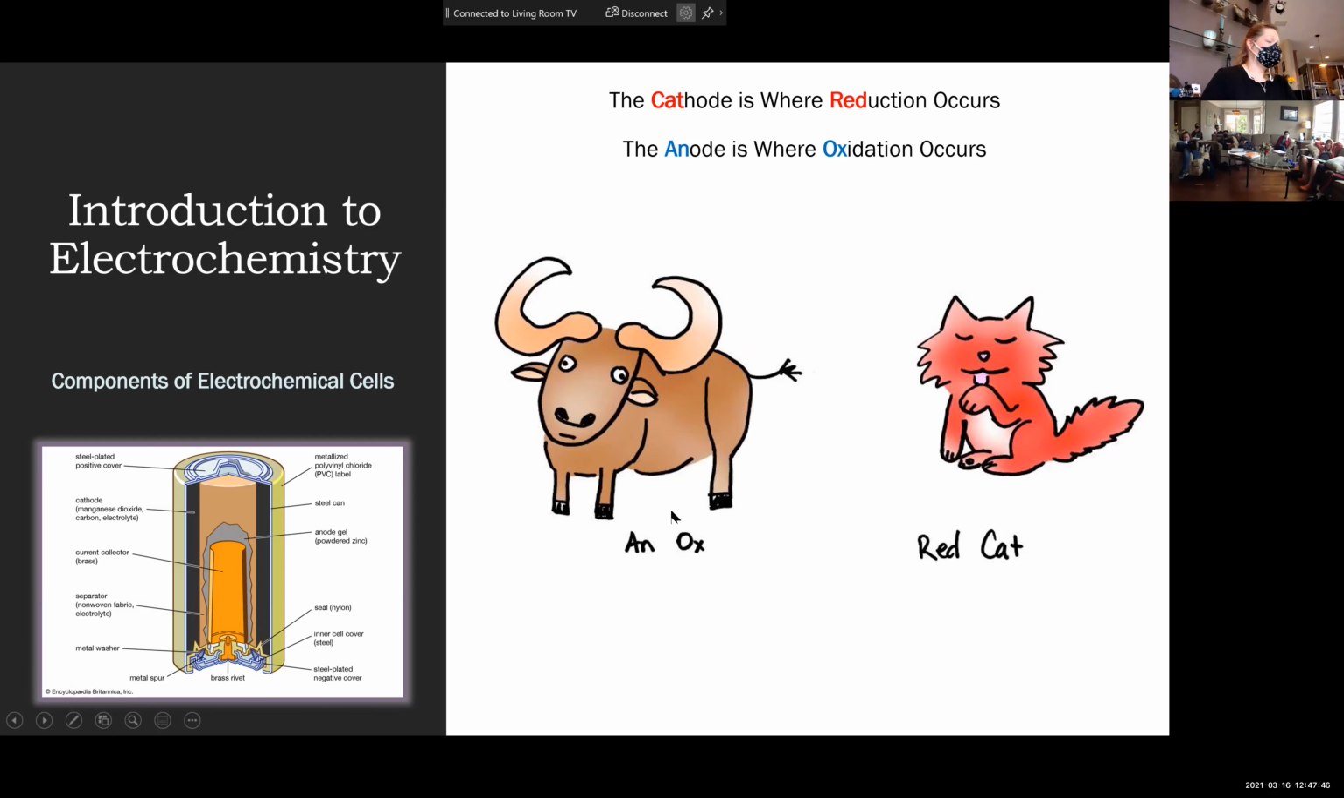That looks more like a water buffalo. He does look like a water buffalo. That's the horns. But he's an ox, and that's a red cat. So, An Ox Red Cat. If you can do the An Ox Red Cat, which is kind of a weird one, it will help you remember that cathode is reduction, the anode is oxidation.